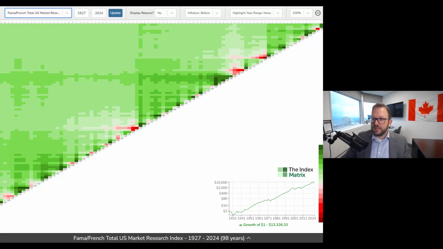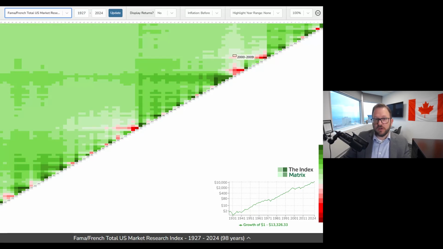But this index matrix chart, once you understand it and get your bearings on what all these color-coded squares mean, illustrates what is the medium to long-term effect of investing in the markets, and also what is the pain that we feel when the markets go down. And the pain is represented here in red.